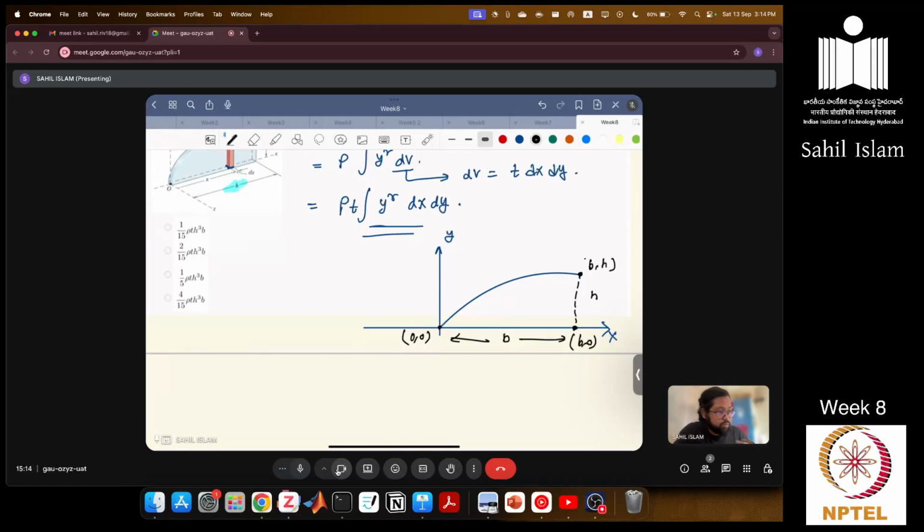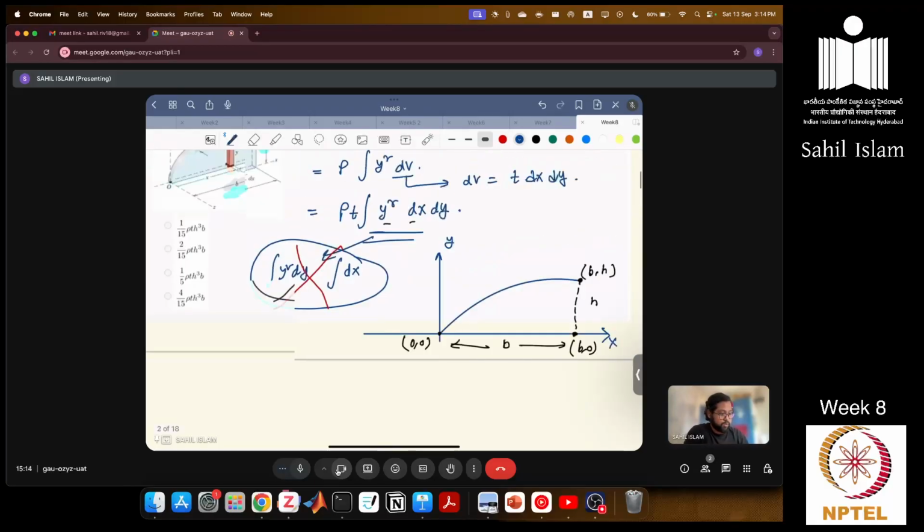Now we have to do the integral, but because it is bounded by a parabolic shape, y and x are not independent of each other, so we have to take care of that while integrating. We can't just write it like y square dy times dx, because x and y are not independent. So we will do one of the integrals first, then the next integral second. Let's do the y integral first.